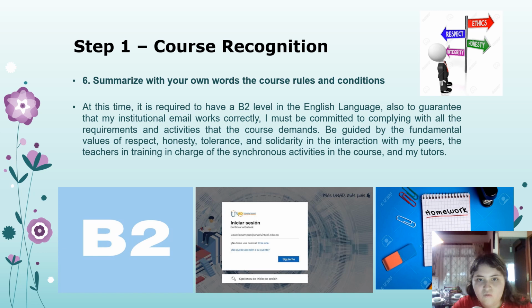Summarize with your own words the course rules and conditions. At this time, it is required to have B2 level in English language, also to guarantee that my institutional email works correctly. I must be committed to complying with all the requirements and activities that the course demands, be guided by the fundamental values of respect, honesty, tolerance, and solidarity in the interaction with my peers. The teachers in training are in charge of the synchronous activities in the course, and they are my tutors.